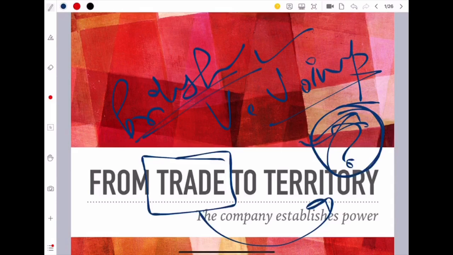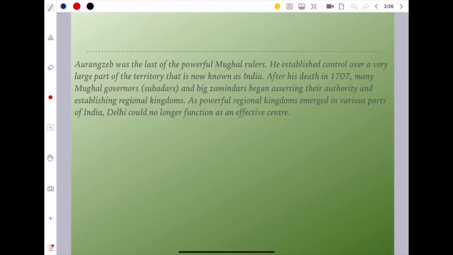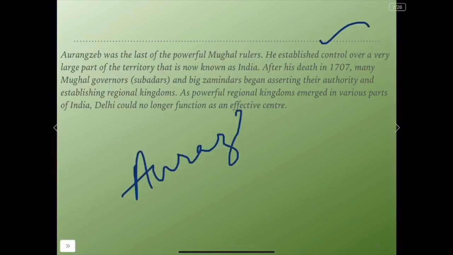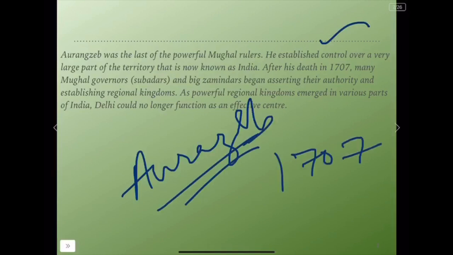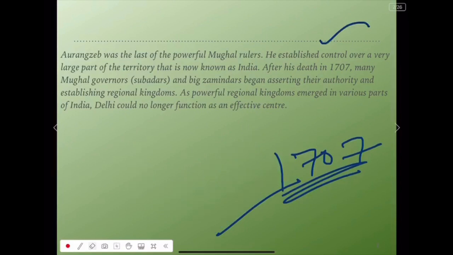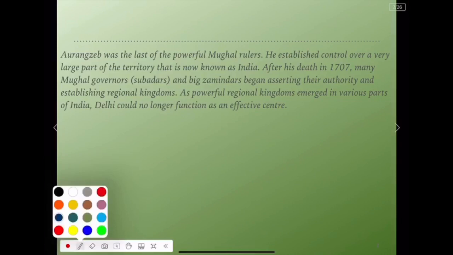Alright. So, this chapter begins with the story of Aurangzeb. Aurangzeb was the last powerful Mughal ruler. He established control over a large territory that we now call India. When Aurangzeb died in 1707, he was the most powerful ruler of the country, because the rulers who came after him were all very weak.